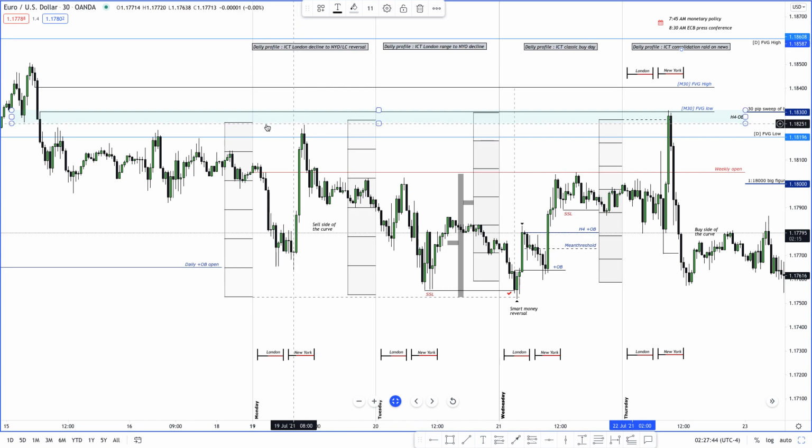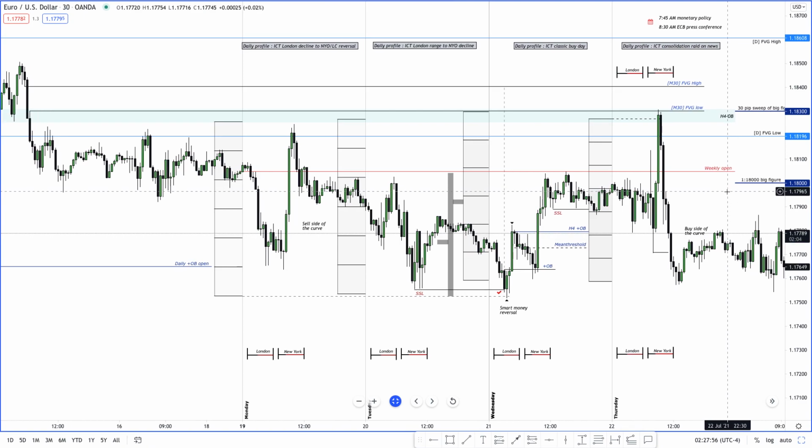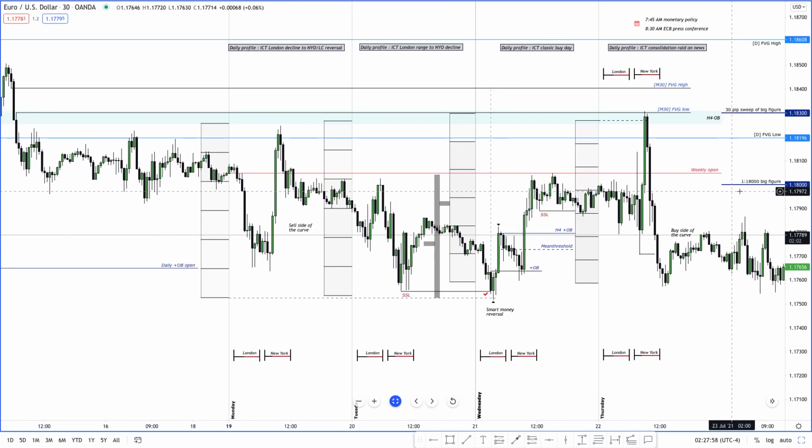So now as soon as we take out this high, the market maker buy model is now complete. And what do we trade up into after taking out the high and completing the market maker buy model? So we have the 1.18 big figure level, and we had a 30 pip sweep above it. After sweeping the big figure by 30 pips, we traded up into the H4 bearish order block, the low and the body perfectly. We traded up into that M30 fair value gap right here.